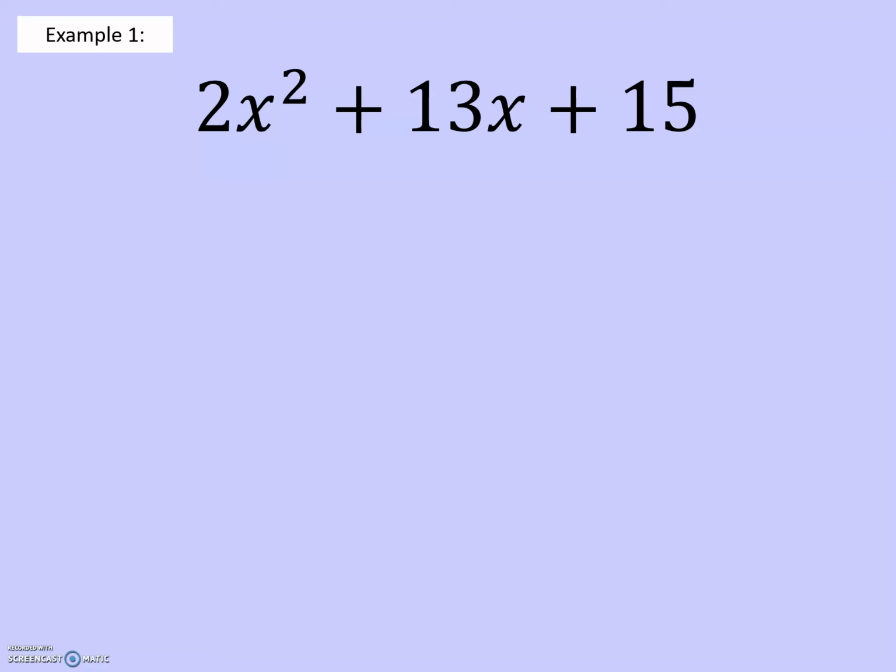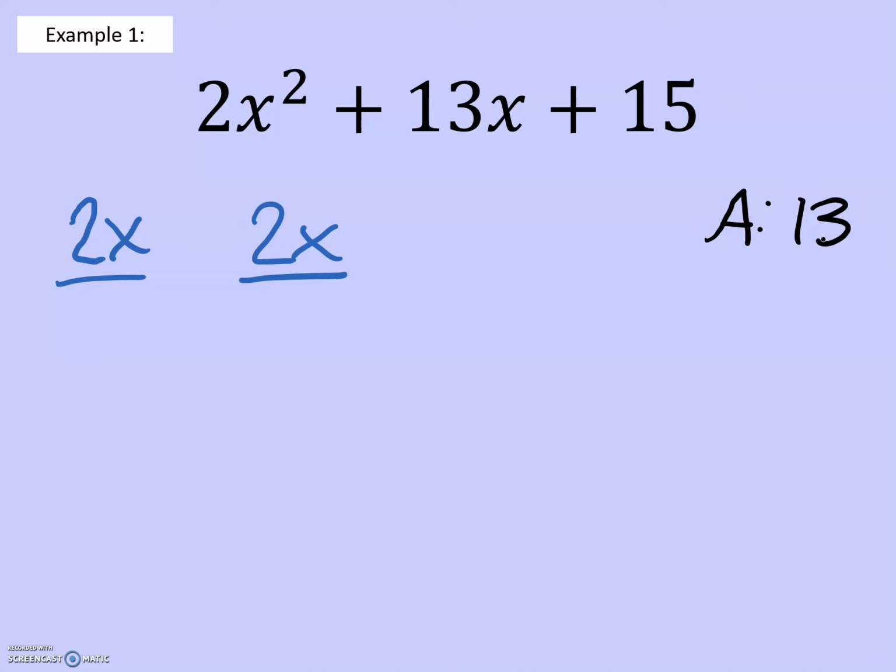Now, if we take a look, the first term is 2x squared. So we're going to take that and write 2x and 2x as the numerator of a fraction. And we'll keep that to the side here. Now, normally, in your add multiply method, you're looking for two numbers that add to 13, yet multiply to 15. However, because we have this leading coefficient, it's going to be a little bit different. We're still going to have two numbers that have to add to 13.